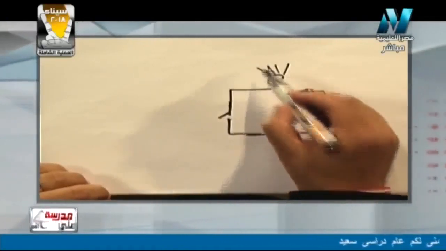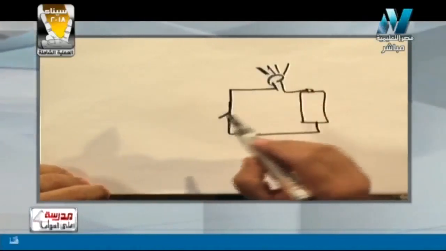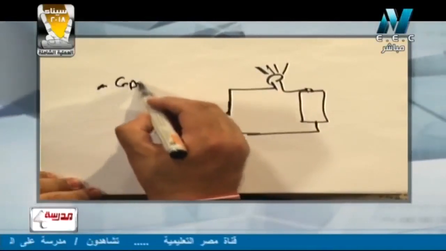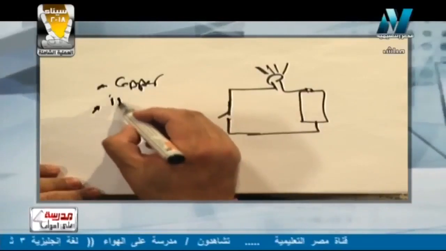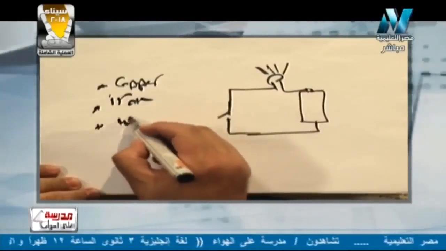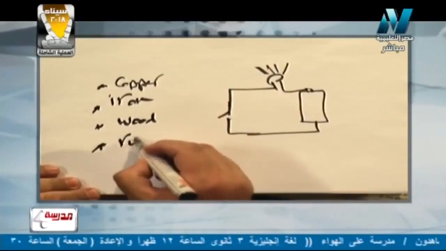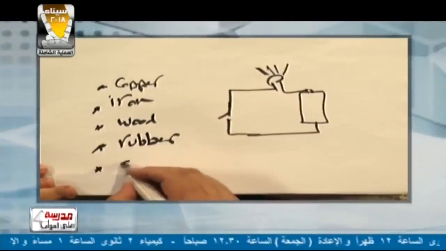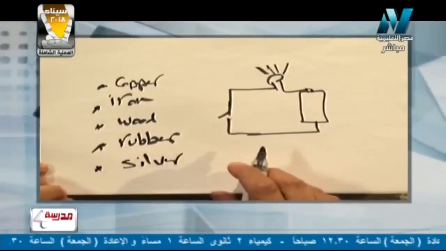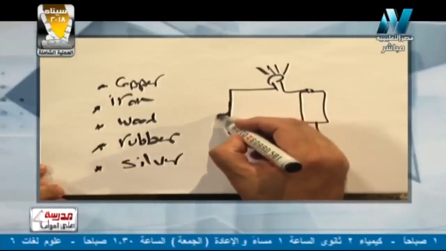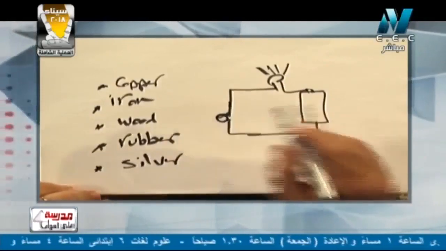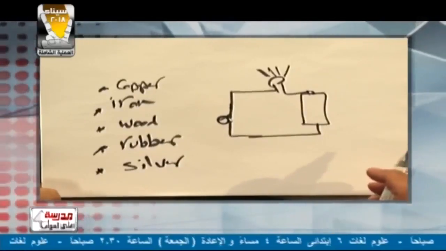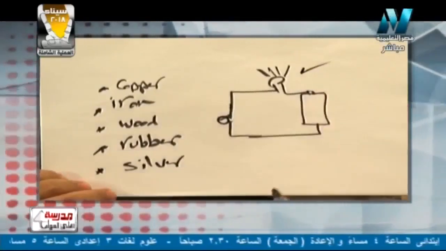I want to light the lamp and I have some materials. هنا عندي بعض المواد وعايز أخلي اللمبة تنور. These materials are a copper coin, for example, an iron nail, a piece of wood, a piece of rubber, and at last a piece of silver. What happens if I put here in the place of the key, يعني حطيت كده في مكان المفتاح, a piece of copper, حتة نحاس.